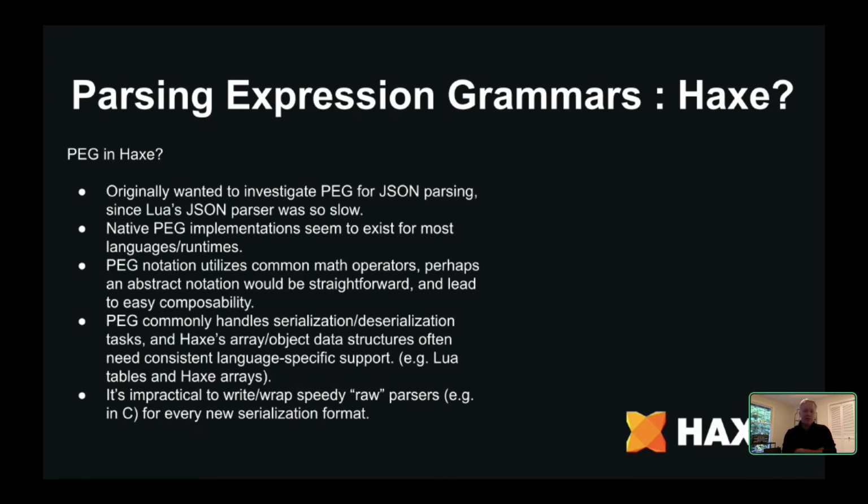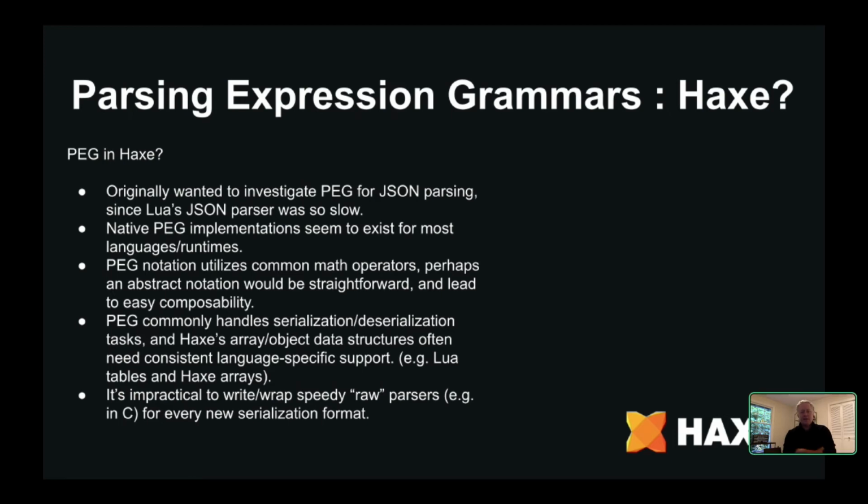And as you know, Haxe supports abstract types, which can have overloaded math operators. So once again, maybe you have a grammar of abstract operators where you can capture these individual expressions and build them just with variables, which would be great. And then PEG can handle deserialization tasks primarily.